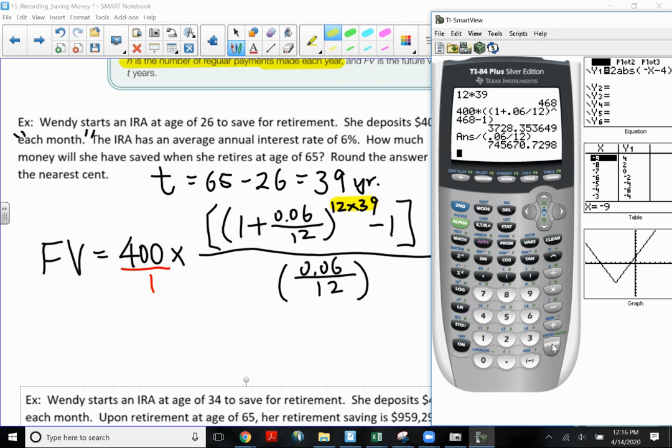So she will end up with $745,670.73. Okay. So this problem we're keying in a little bit differently. I want to key in the top first and then divide it by the bottom. The bottom is simple to key in.